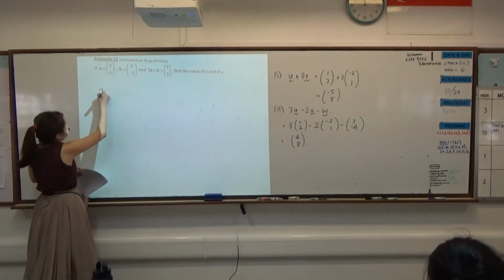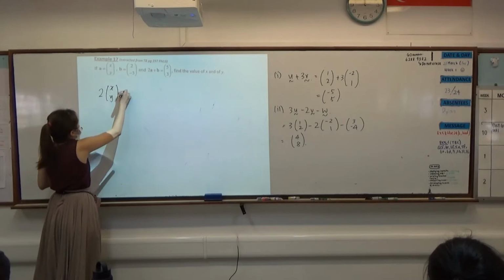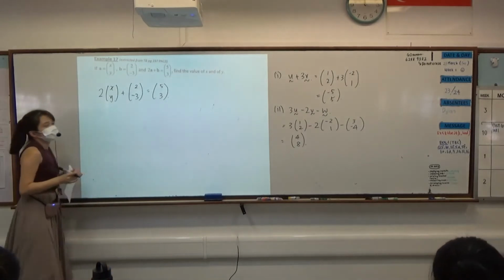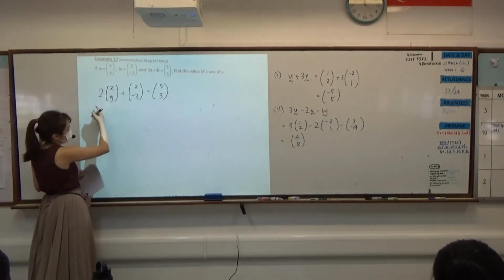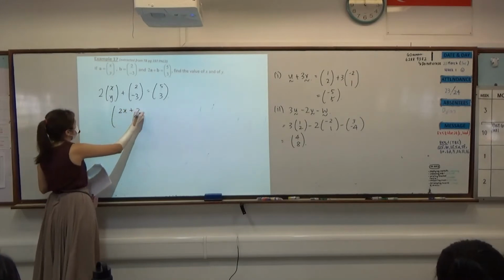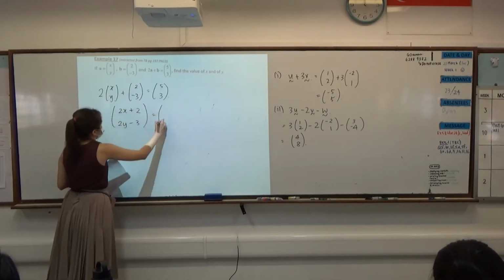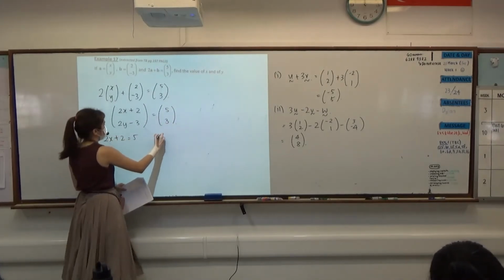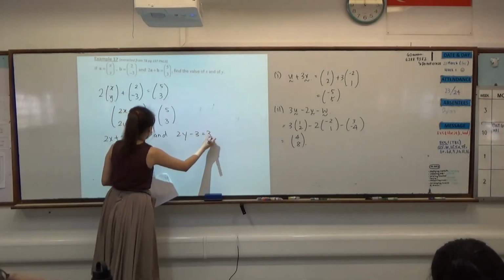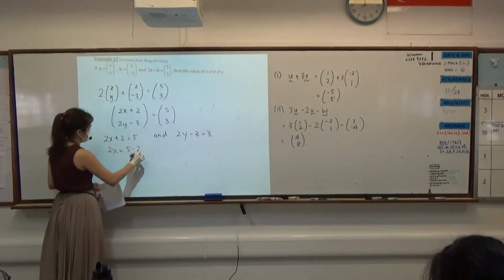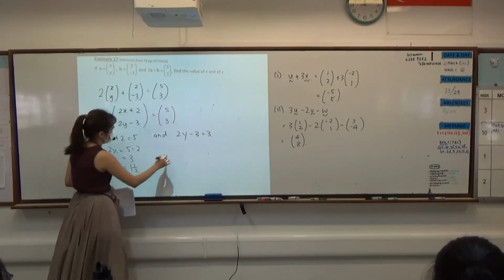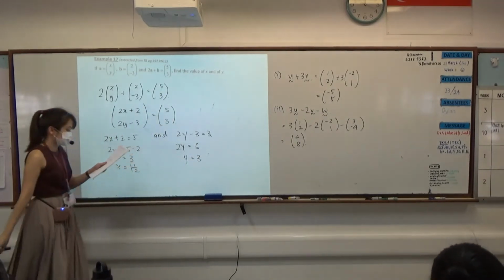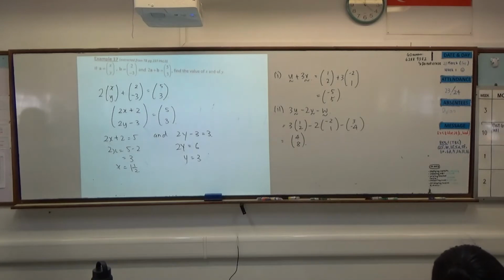2A plus B will be 2 times x, y plus B, which is 2, negative 3, equals 5, 3. You can simplify the vectors on the left to write it as 2x plus 2, 2y minus 3. And see that the x components will be equal to each other and the y components equal to each other. So x is 1.5 and y is equal to 3.